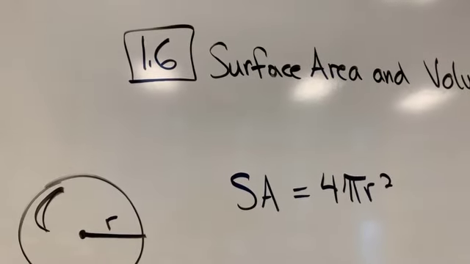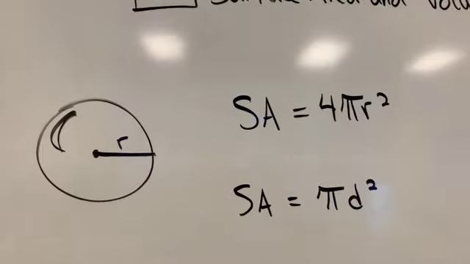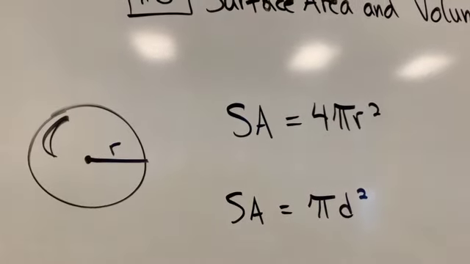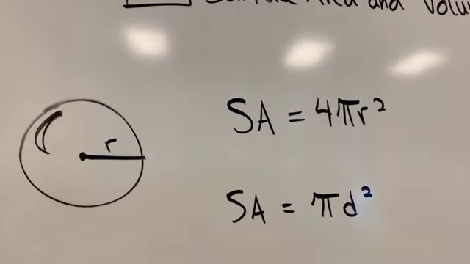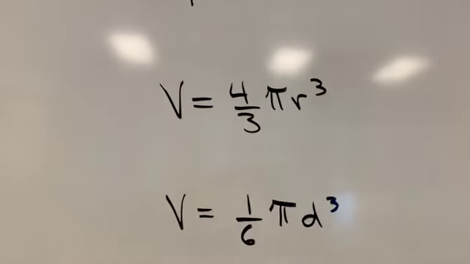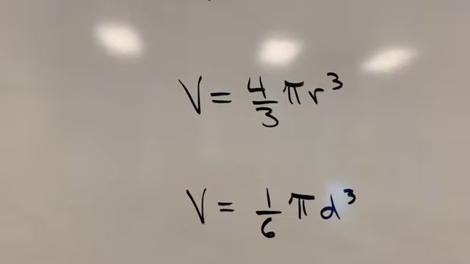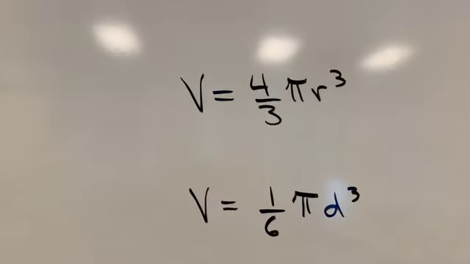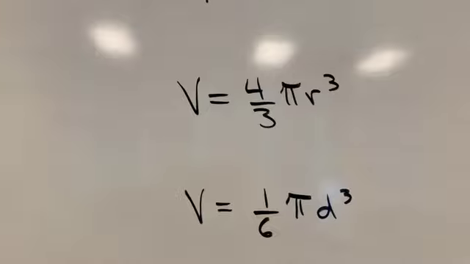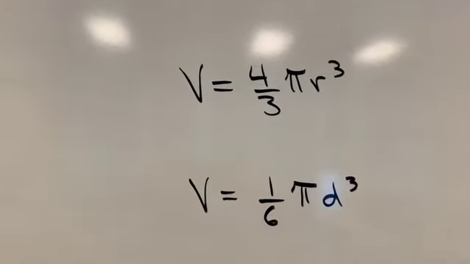And just for the sake of simplicity, they also give you one that says surface area equals pi d squared, if you're given the diameter instead of the radius. We also are given formulas for volume, 4/3 pi r cubed, as well as the equivalent, volume equals 1/6 pi d cubed. So depending on if you have diameter or radius, you can find either of these two quantities.